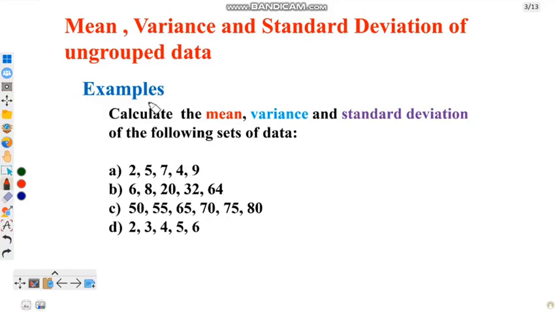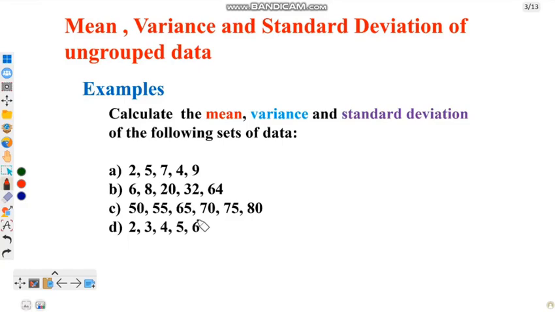The question reads, calculate the mean, variance, and the standard deviation of the following sets of data. You can see we have A: 2, 5, 7, 4, 9; B: 6, 8, 20, 30, 32, and 64; C we have that; D we also have that. We need to find the mean, the variance, and the standard deviation. Remember, this is ungrouped data.